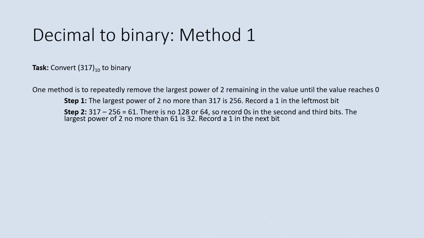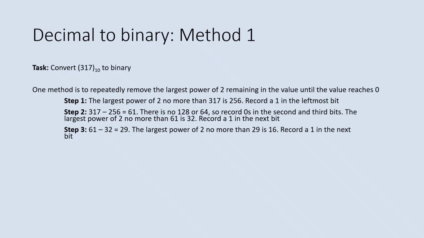So from the 256 position that we have the 1 in, the next position to the right is 128, so there are no 128s, we put a 0 there. The next bit after that corresponds to the 64 position, and so there's no value there. We record a 0 in that bit as well. The next position is 32, which corresponds to the largest power of 2 that is not more than 61. So we're going to record a 1 in that position.